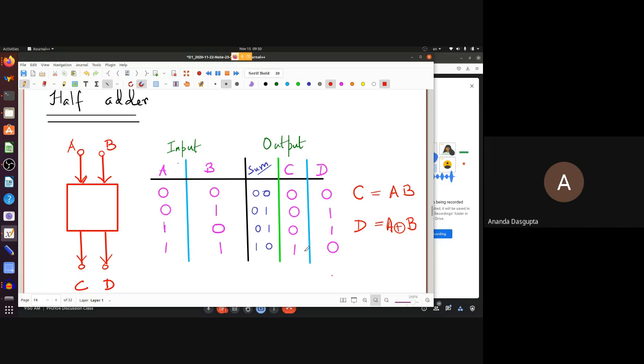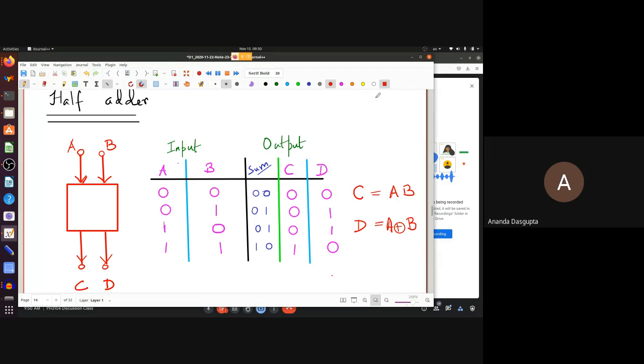Now, one point is this. A half adder has to have 2 inputs and 2 outputs. 2 inputs because it's adding 2 bits. You give the 2 bits to A and B, the inputs here. But you also need 2 outputs. Now, why do you need 2 outputs?